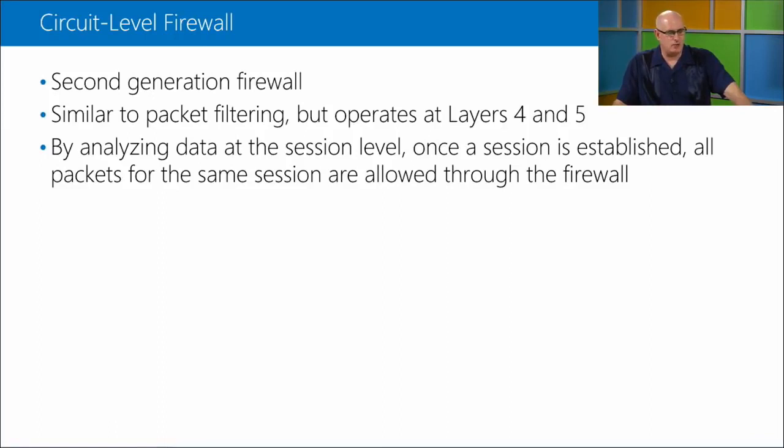Circuit level firewall. Second generation firewall, similar to packet filtering, but operates at layers 4 and 5. It analyzes data at the session layer. So once a session is established between two devices, all packets for that same session are allowed. Once a client and a server have established communication, it allows all of that communication to go through.